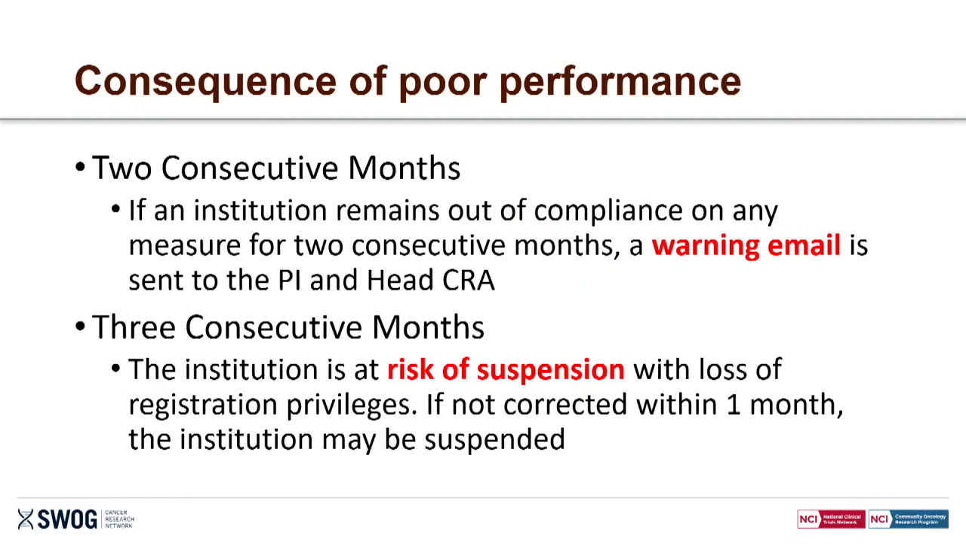In terms of consequences of poor performance, if it's 1 month, we kind of let it go, everyone has a bad month. If it's 2 months in a row, then an email comes from me to the PI and head CRA at the institution, kind of as a warning saying, we've noticed this is going on. You need to pay attention to what's happening here. If it's 3 months in a row, then it gets a little more stern, like you are actually at risk of suspension if your site is out of compliance for any one of the metrics for more than 3 months in a row. And it means that you might not be able to register patients to future studies until those issues are resolved.